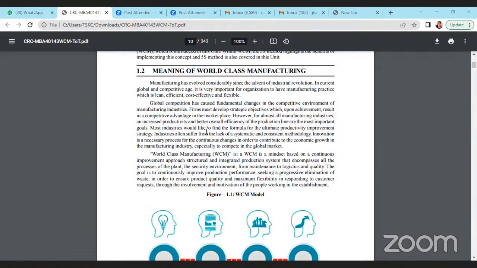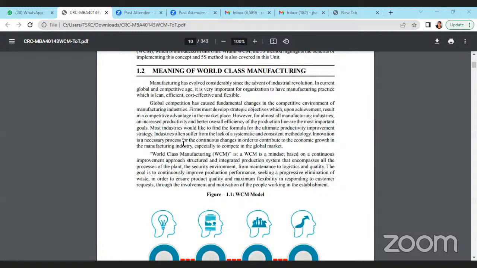So if you look here, the meaning of world-class manufacturing has evolved considerably since the advent of the industrial revolution. In the current global and competitive age, it is very important for any organization to have a manufacturing practice which is lean, efficient, cost effective and flexible. That is what everyone is expecting. But is the same competition prevailing all over the world? No, it is not what we presume.